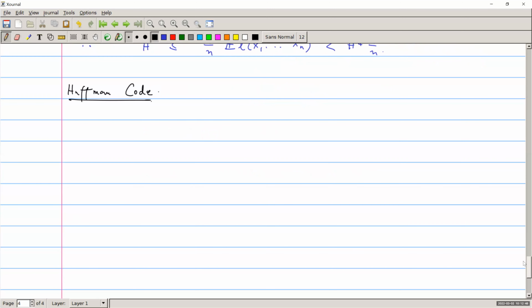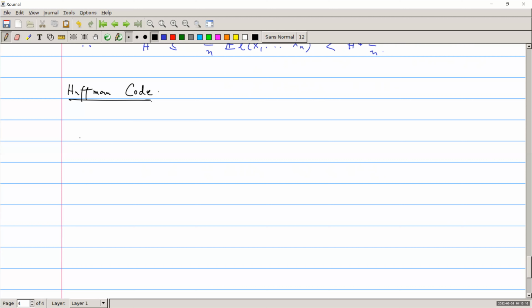So the Huffman code is essentially a greedy construction. It just notes that smaller probabilities get longer code lengths, and larger probabilities get shorter code lengths. So essentially it's a greedy algorithm built on this idea, but it's built in a way that you can also prove that this will be optimal.